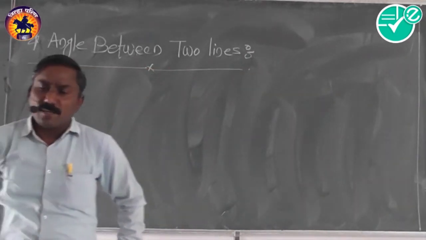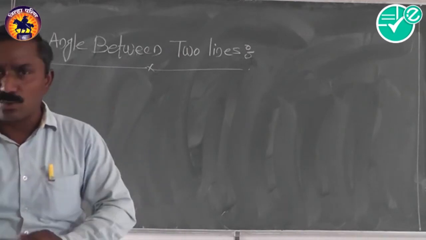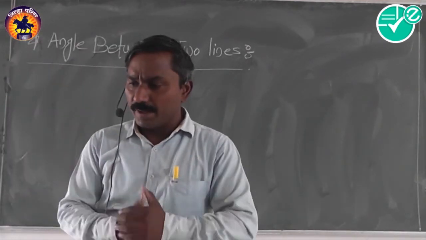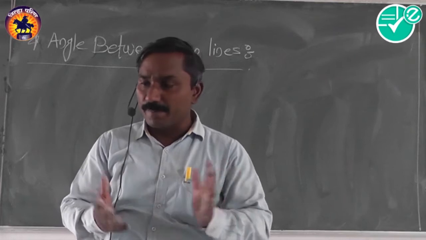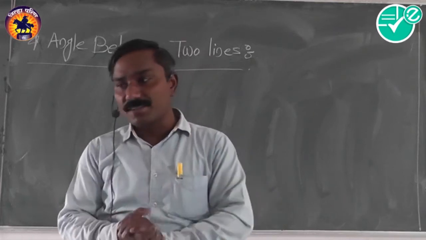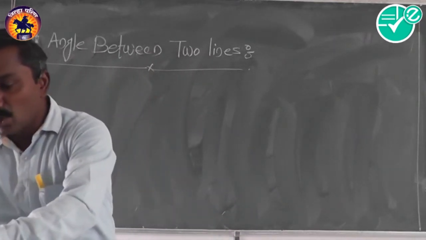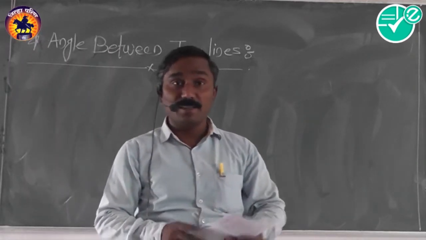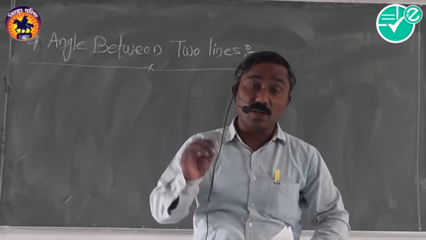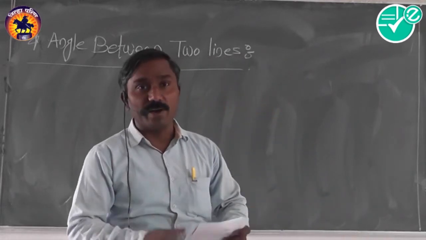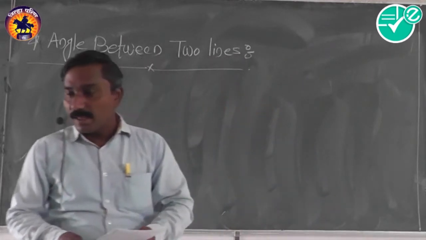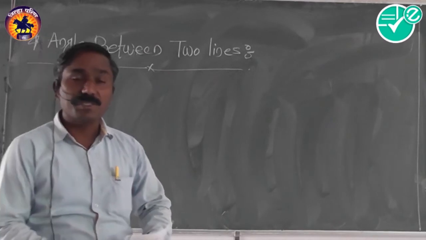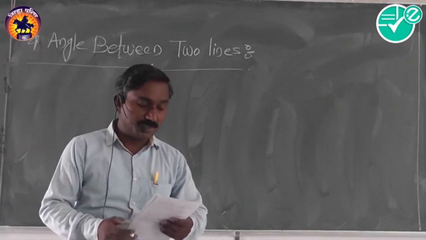Now we have seen examples of many types, such as direction ratios and direction cosines. If there are two lines in three-dimensional geometry, then what will be the angle between these two lines? That we have to calculate and find here. Before that, we see some important theorems of this.